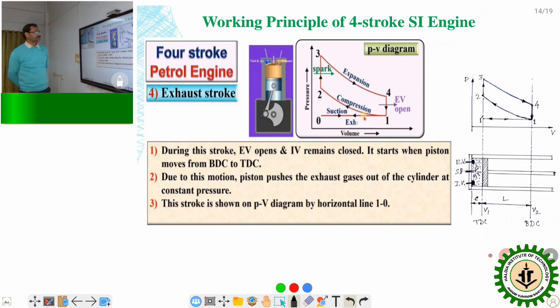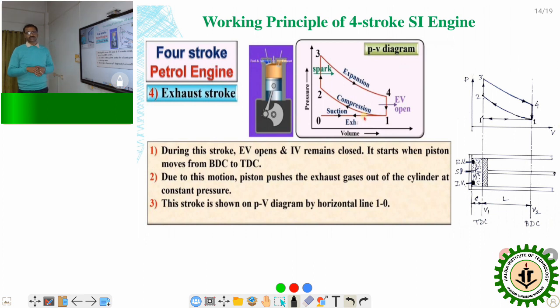So here the main processes are suction, compression and ignition, expansion and exhaust. The four processes happen in the four strokes of the piston. Top dead center to the bottom dead center: suction, compression, expansion, exhaust. Again, suction, compression, expansion, exhaust. Those processes happen in the four strokes of the piston. That's why it is called four stroke.